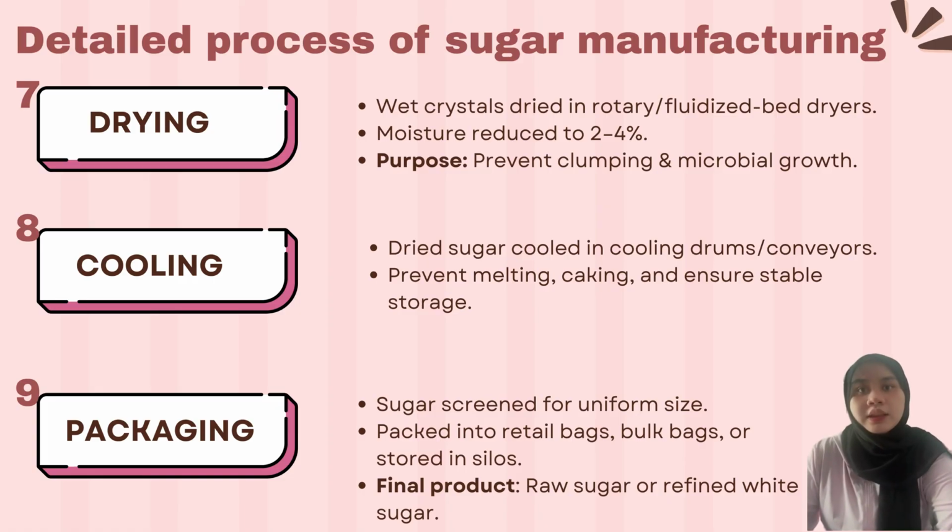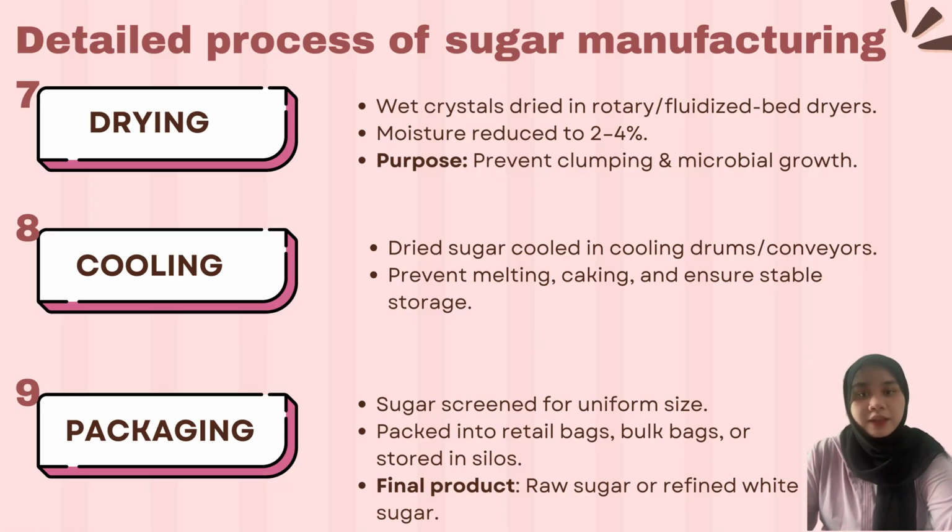Once the crystals are fully dry, they can still be quite warm. So the next step is cooling. The dry sugar passes through cooling drums or a conveyor to bring the temperature down. This helps prevent melting, cracking, or sugar sticking together later. Cooling ensures that the sugar stays stable and maintains good quality during storage and transport.